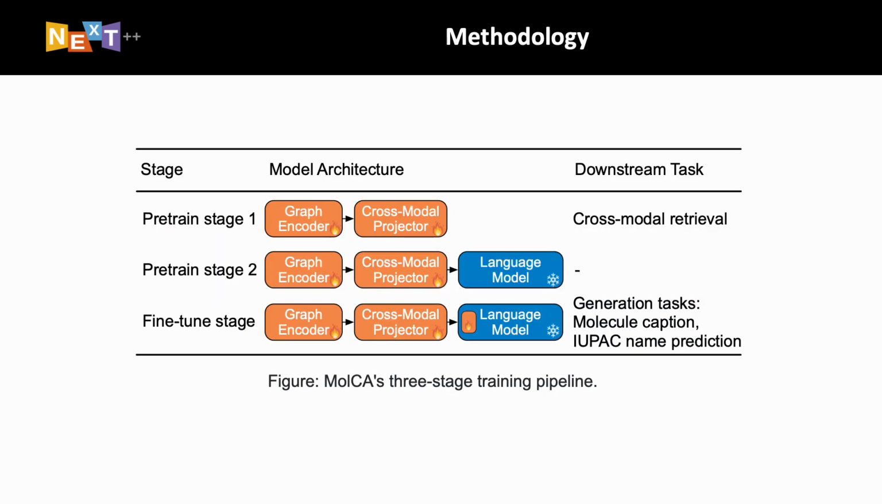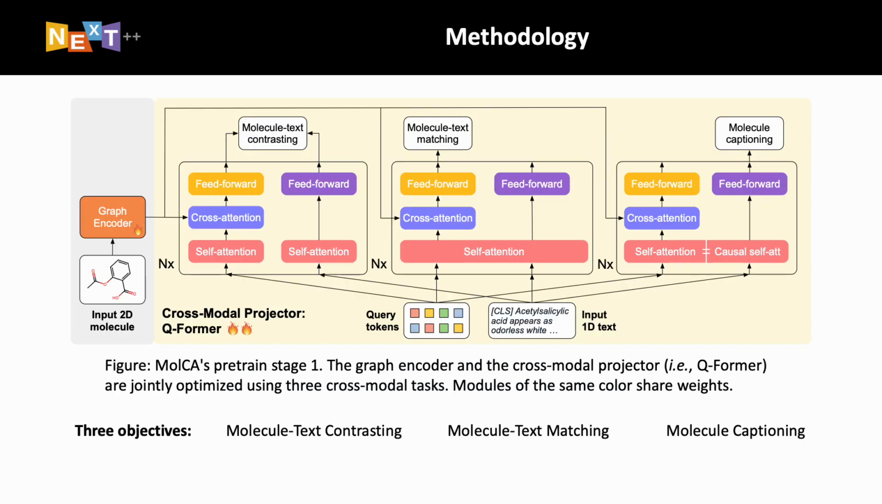MolCA uses a three-stage training pipeline to integrate its components. In pre-train stage 1, the projector and the encoder are trained to extract molecule features that are most relevant to the text. In pre-train stage 2, the cross-modal projector is connected to a frozen language model and trained for molecule captioning. In the final stage, MolCA is fine-tuned for downstream generation tasks. We now detail the pre-train stage 1.